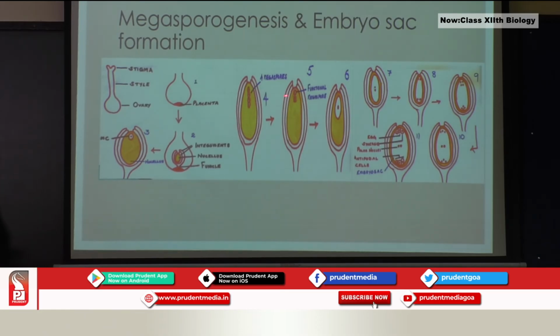So you see here, this is the functional megaspore. The 3 will degenerate in the nucellar tissue itself. And what will happen? You will notice that this functional megaspore starts growing inside the ovule. How does it grow? It grows by cell division. What kind of cell division? Mitosis.